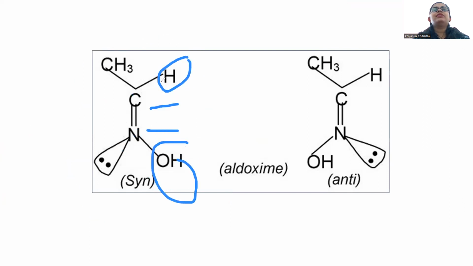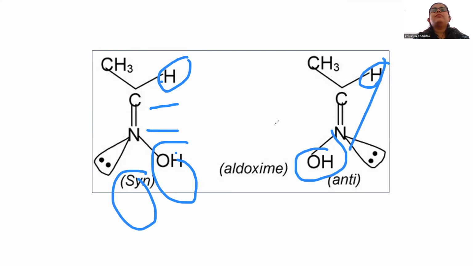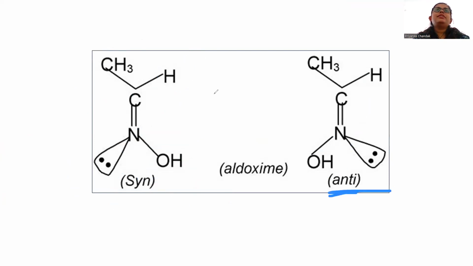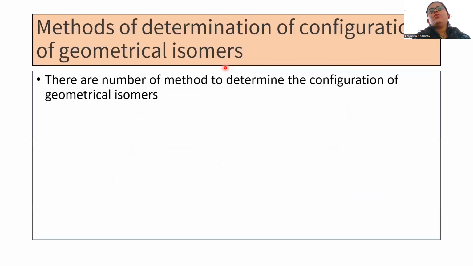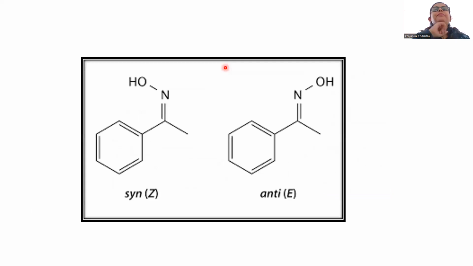Here you can see this hydrogen and OH are on the same side. That's why it is syn. Here you can see this OH and hydrogen are on the opposite side. That's why it's anti. Remember, aldoxime is the most important example. Here is one more example, that is cycloaldoxime. You can see that, right?